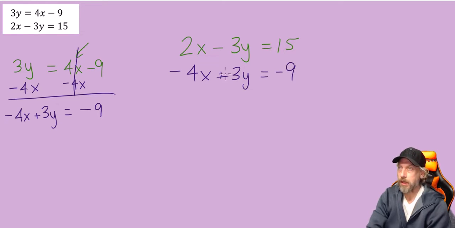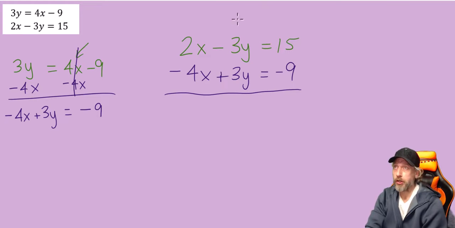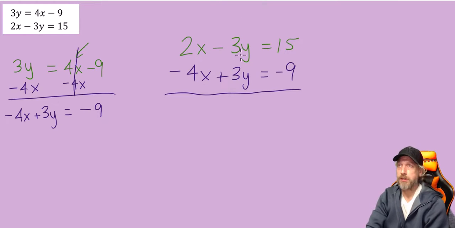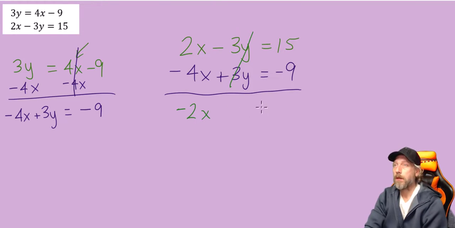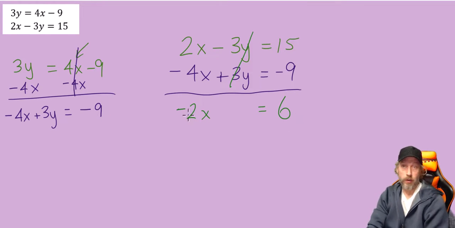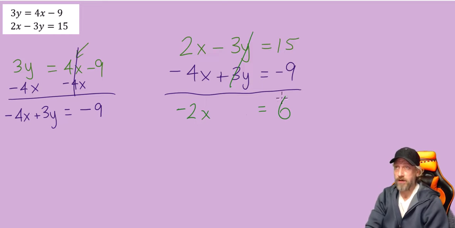Let's just make sure I'm copying things over correctly. Those y terms are looking good with their opposite coefficients, so we're ready to add. 2x plus negative 4x would make a negative 2x. The negative 3y and positive 3y zero out. That's a critical part. And then 15 plus negative 9 equals 6. Great, we're down to one equation with one variable.